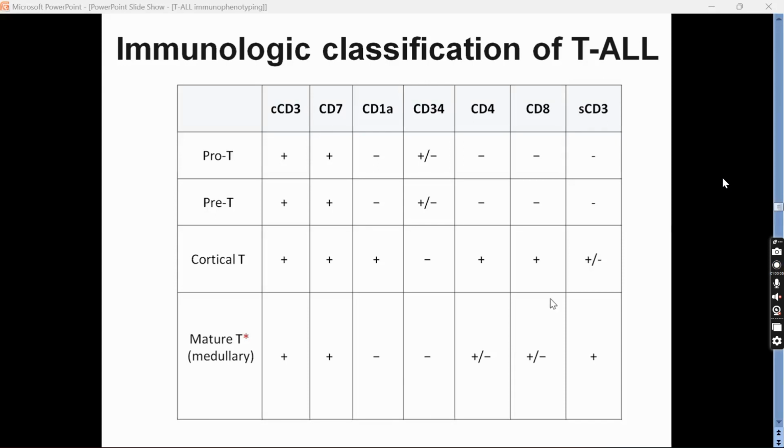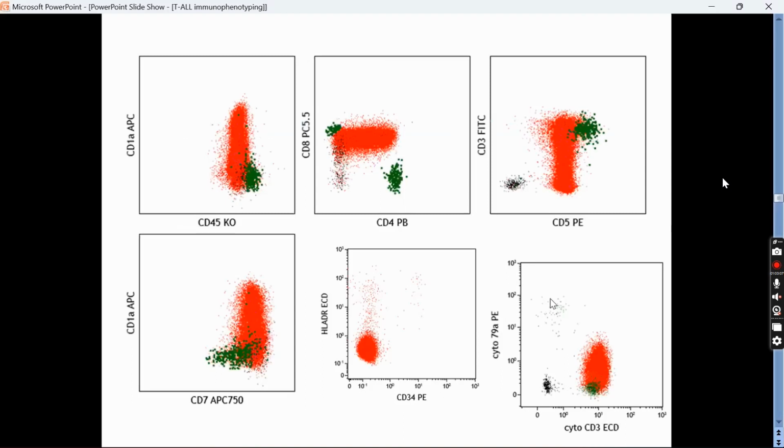Right? Now you tell me. With that we'll go back to this. Now what type of TALL is this? Cortical. Yeah, because 1A is expressed. If the blast is expressing 1A, then it is definitely cortical TALL. You see, others are also matching. It is 4 and 8 double positive.